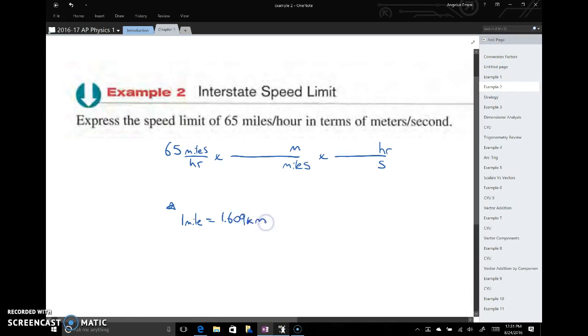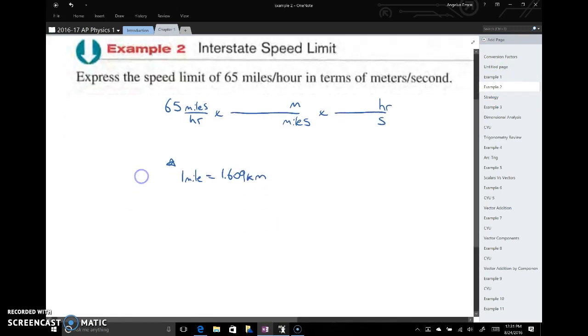Now we didn't want kilometers, we wanted meters, but we do know that the kilometer, or the kilo prefix, means 1,000. So we know that 1 mile is equal to, if we move this 3 places, 1,609 meters. So that's what we're going to be using. So we're going to have 1,609 meters for 1 mile.